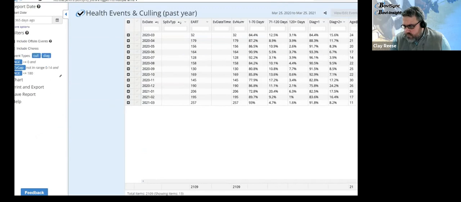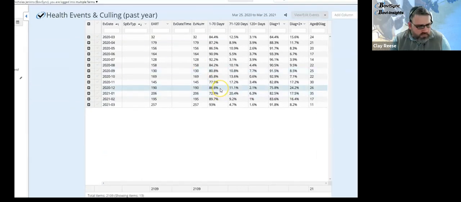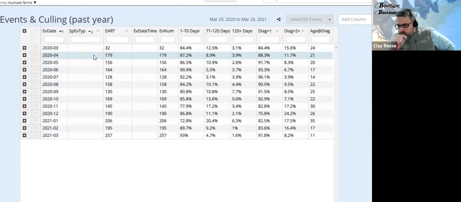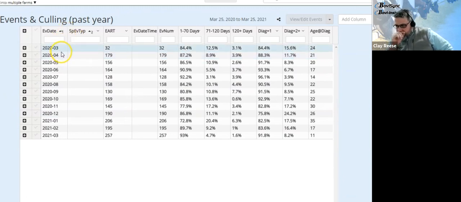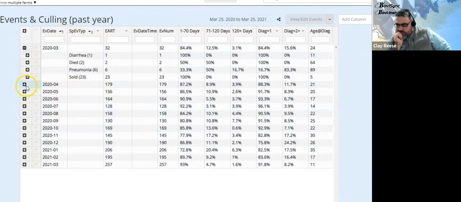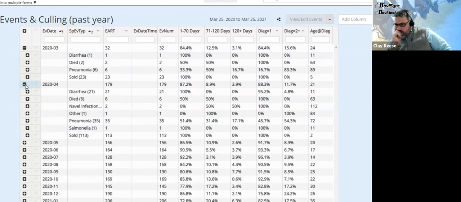Next, we can do some things related to events like the relation of health events and when they occurred. So this report is just looking at monthly counts of medical and cull diagnosis or events. As we enter each month, you can see the count for the medical events as well as died and sold.